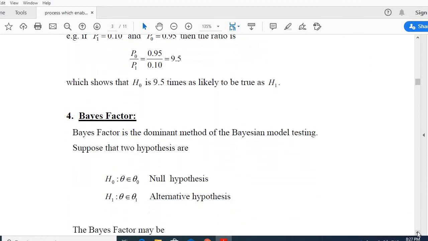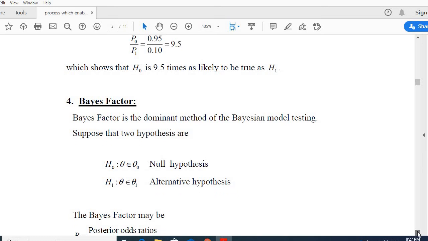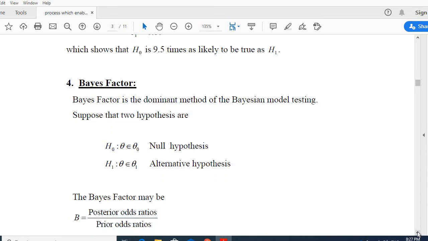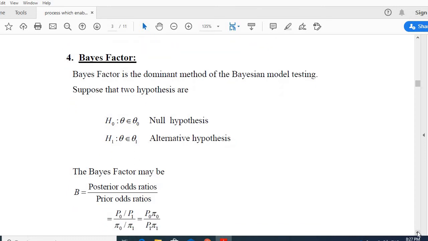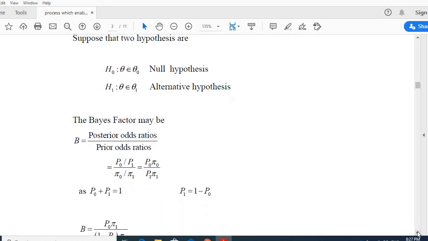The Bayes factor is the dominant method of Bayesian hypothesis testing. Suppose that we have two hypotheses: H naught, theta belongs to theta naught, the null hypothesis, and H1, theta belongs to theta 1, the alternative hypothesis. The Bayes factor B is the posterior odds ratio divided by the prior odds ratio, that is P naught divided by P1, whole divided by pi naught divided by pi 1, that is P naught into pi 1 divided by P1 into pi naught, as P naught plus P1 is equal to 1, and P1 is equal to 1 minus P naught.